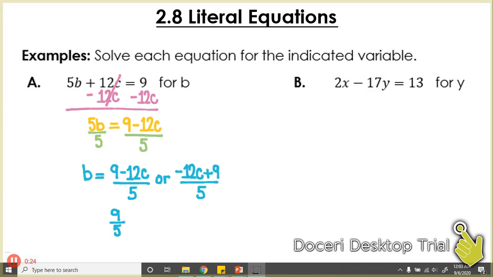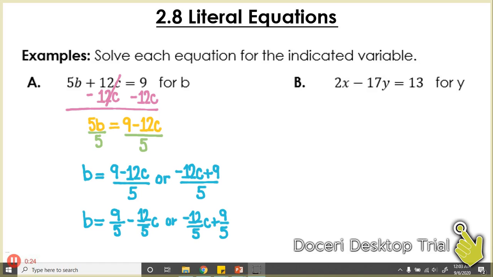We can look at that as 9/5 minus 12/5 c, or negative 12/5 c plus 9/5. So those are all equivalent ways to write that. So you only have to do one, but just know that if you're taking like a multiple choice test, those all mean the same exact thing.